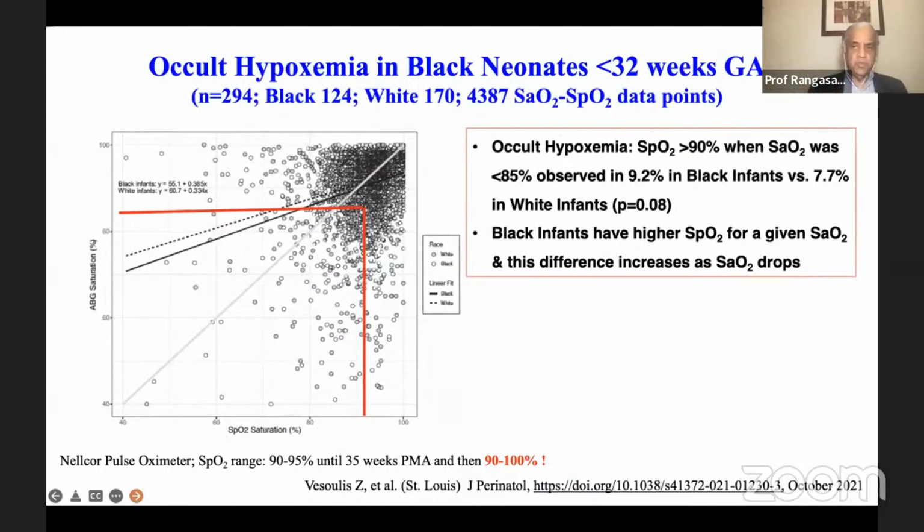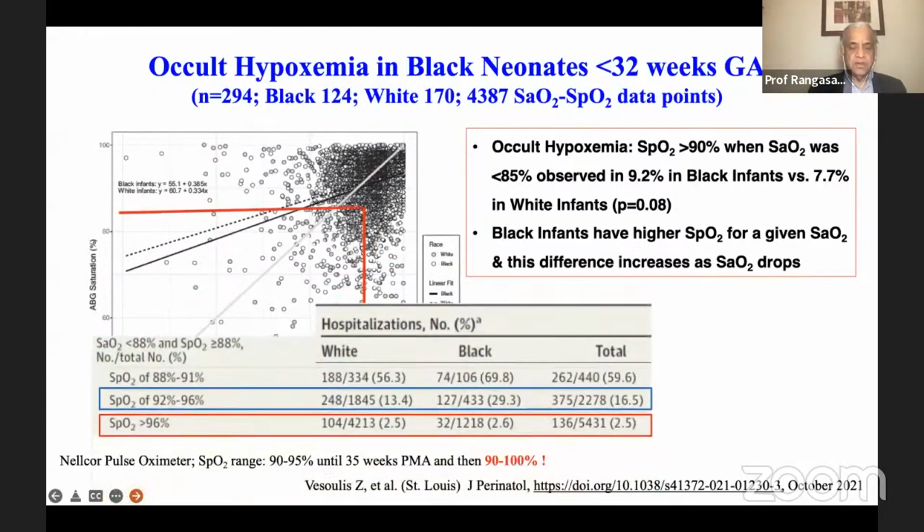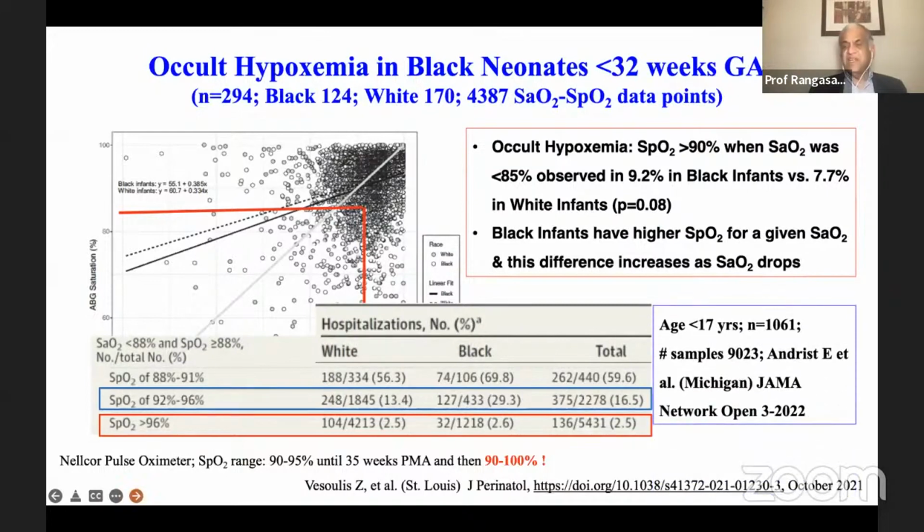Not only in newborn preterm babies, this has been shown in this, Dr. Satyan gave me this paper, and you can see that these are less than 17 years old, 1,000 babies and children, nearly 9,000 paired samples from Michigan, published in JAMA Network in March of this year. They showed that when the arterial blood gas saturation is less than 88, when the SpO2 is reading 92 to 96, it happened in 13.4% of white babies compared to 20%, almost double.